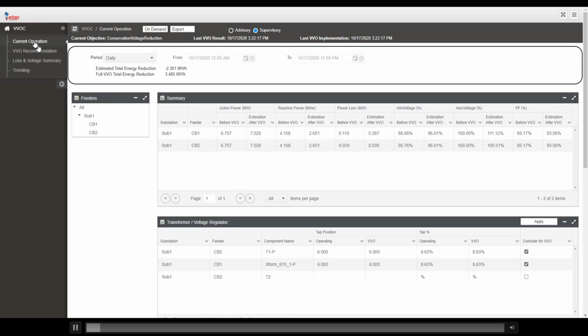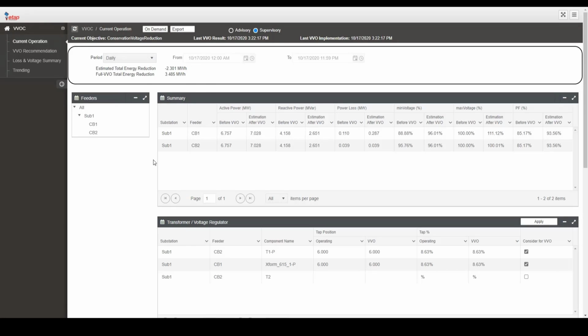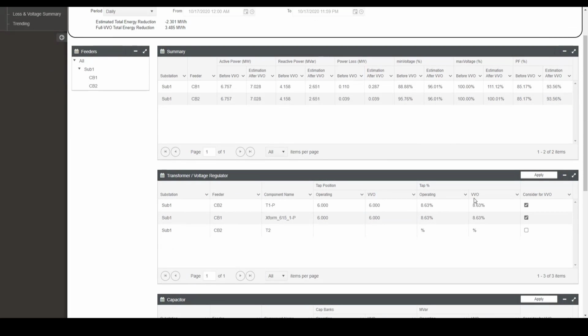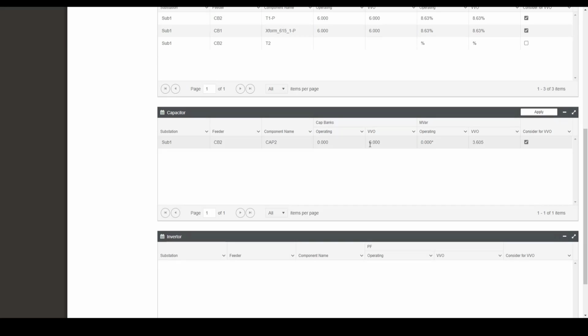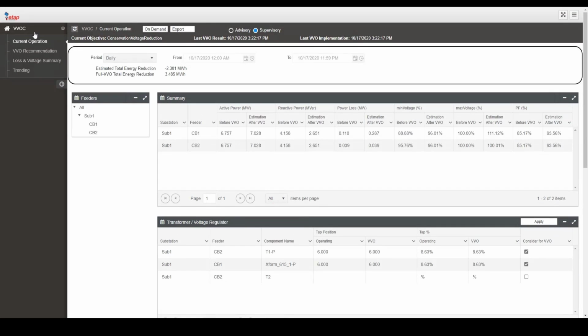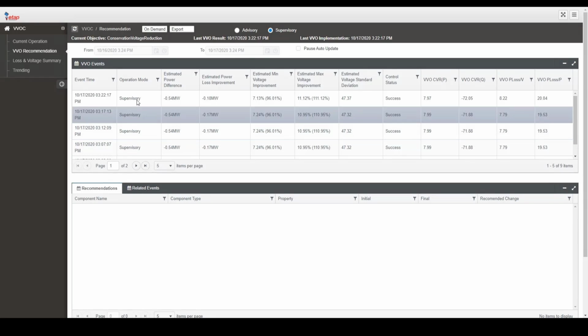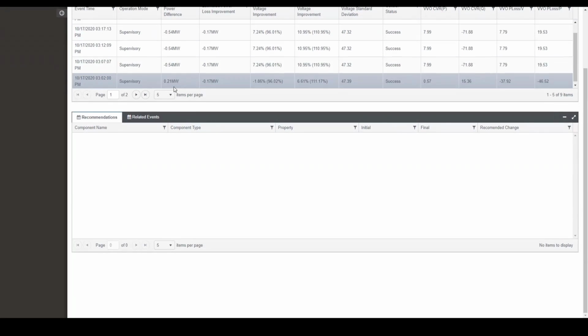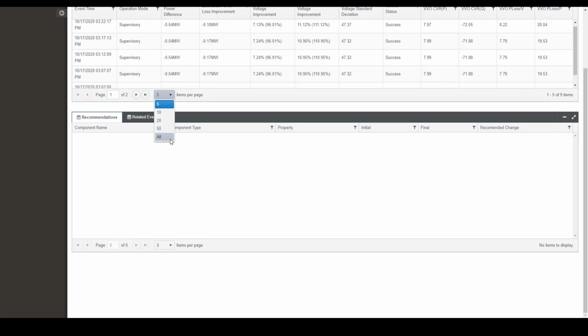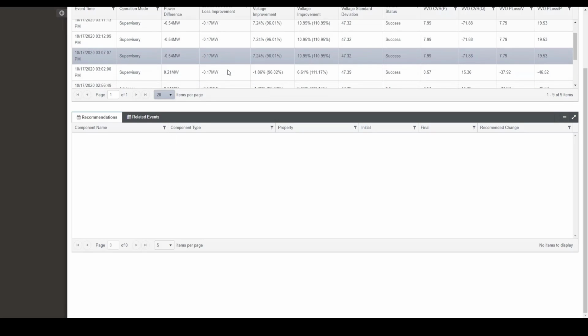In our web interface, we can see the current operation of the system per feeder, where we can observe the summary before volt-var optimization as well as after volt-var optimization in the system. As part of this, we can also see the total energy reduction before and after on a periodic basis, such as daily, weekly, monthly, yearly, as well as the position of the tap changers, the capacitor banks, and the inverters in the system on a regular basis. You can also look at the VVO recommendations as they're coming through per event or per scheduled time interval.